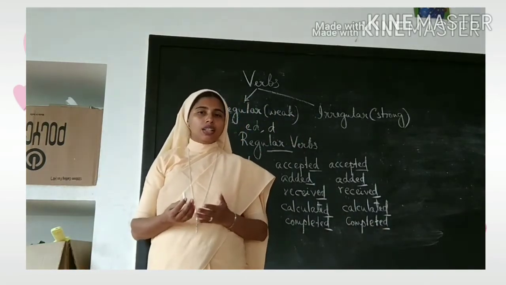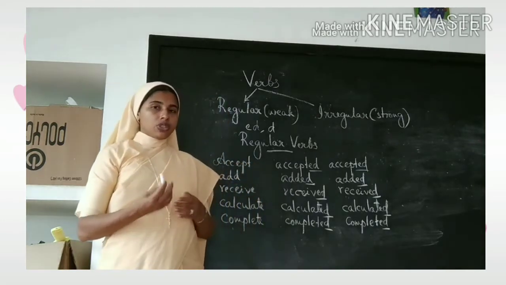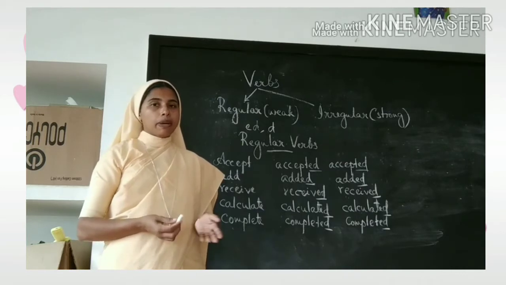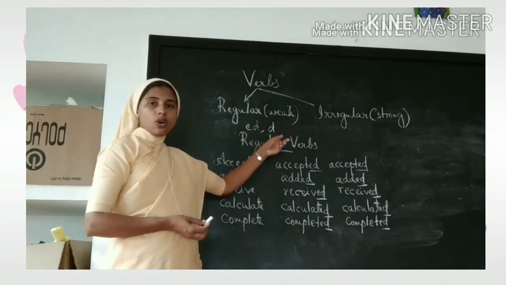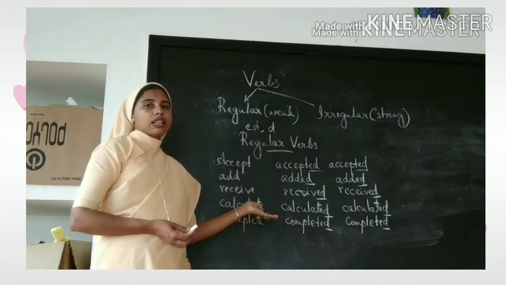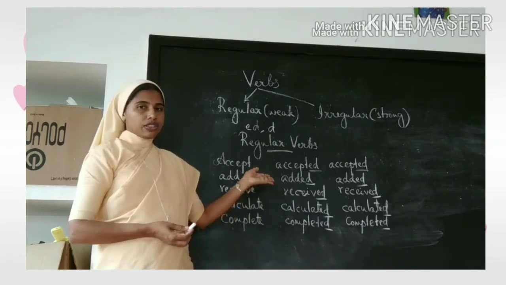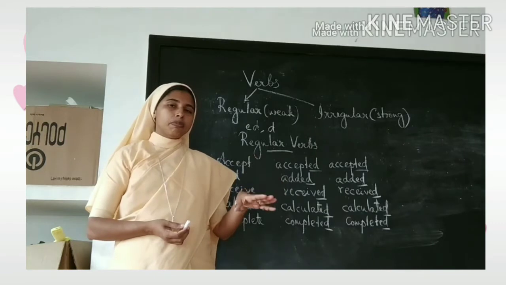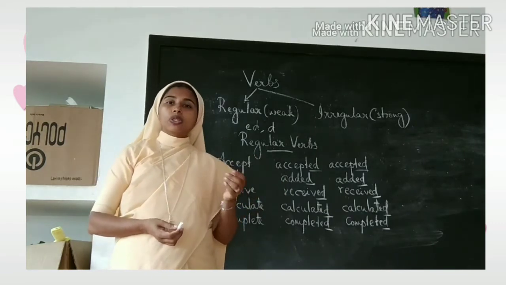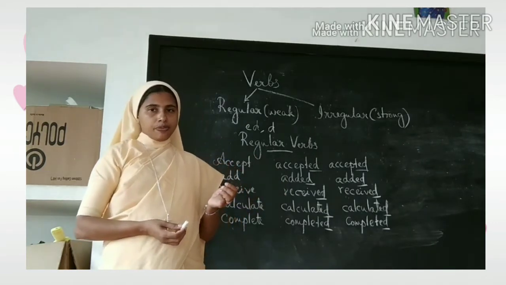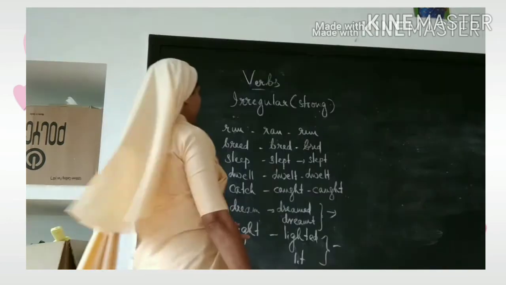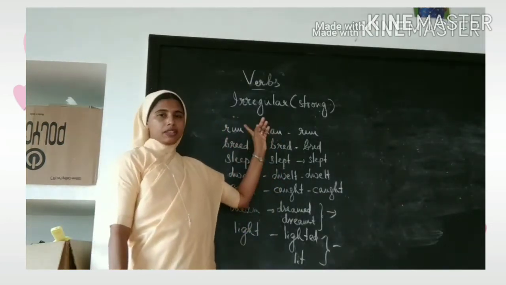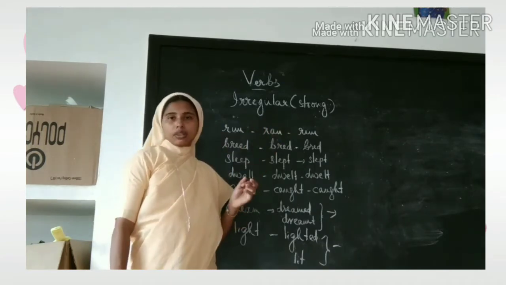Regular verbs are those types of verbs which make their past and past participle forms by adding ed or d. These are some of the examples. You know a lot of examples because most of the verbs form their past and past participle by using ed and d. Okay, clear? We have already seen what regular verbs are. Now we will see what irregular verbs are.